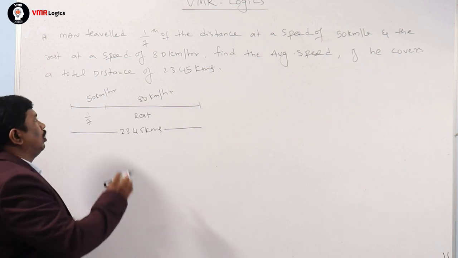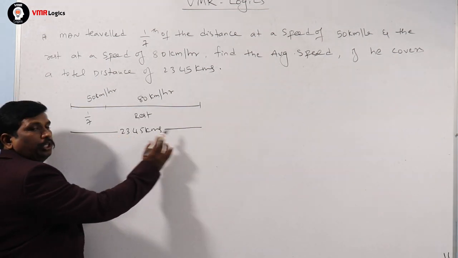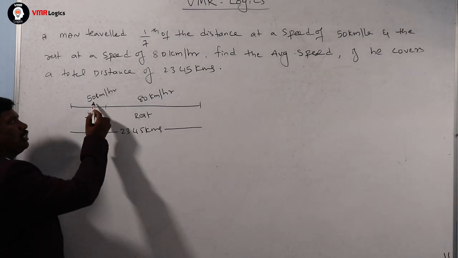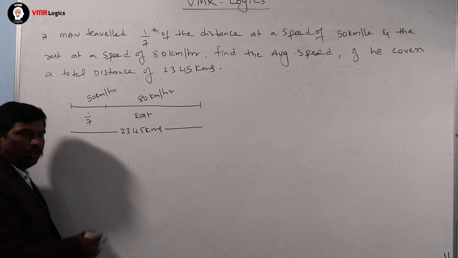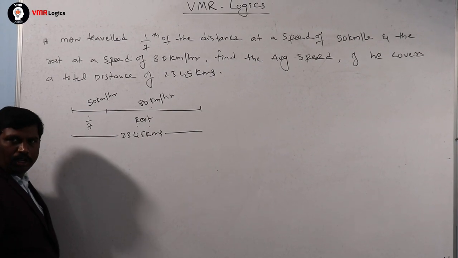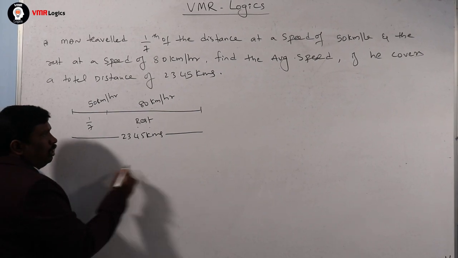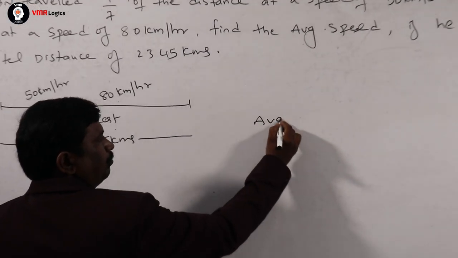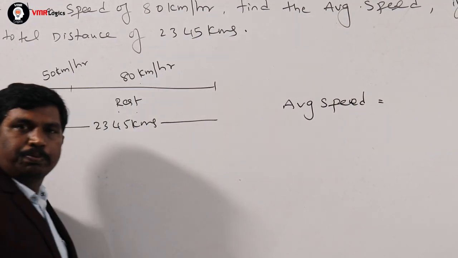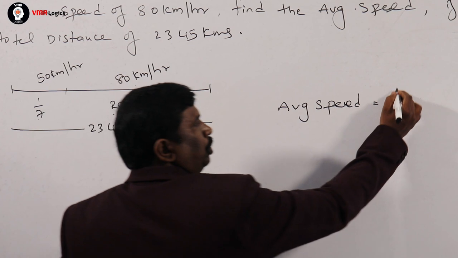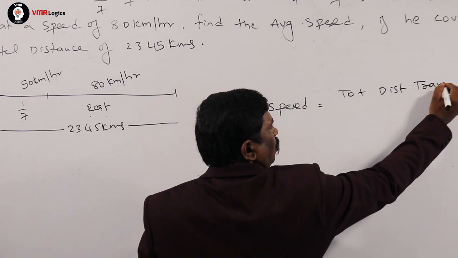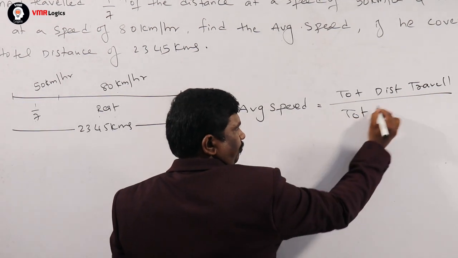Question, guys: a man traveled a total of 2,345 kilometers, out of which 1/7 of the distance he traveled at a speed of 50 and the remaining distance he traveled at a speed of 80. Now the question: I just want to know the average speed. The average speed formula is total distance traveled by total time taken.